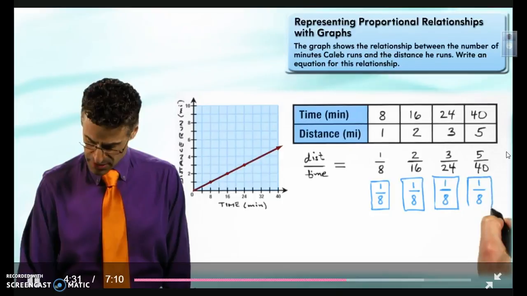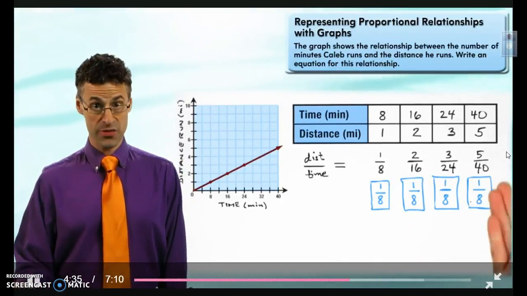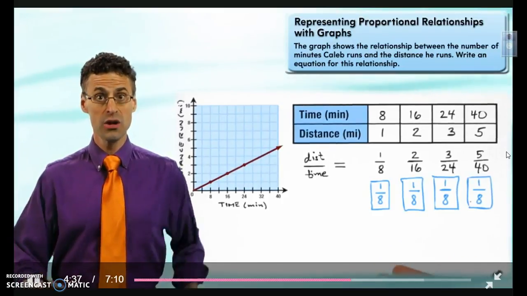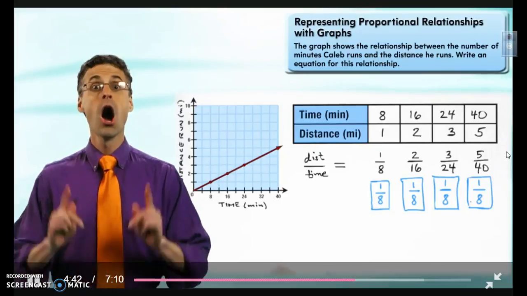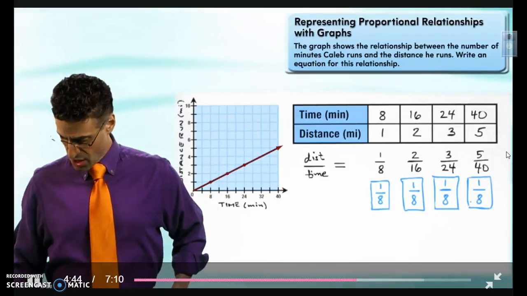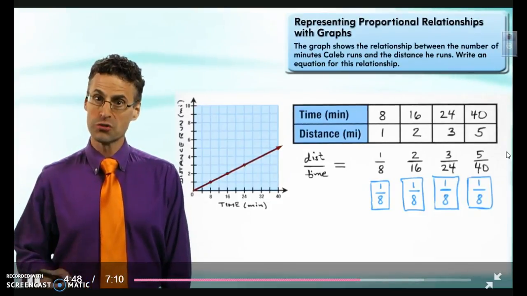Well, you can't help but notice that in each one of these, the ratios produce 1/8. So we see a constant ratio, which means that this relationship is a proportional relationship. Awesome, because we know exactly how to write the equation for proportional relationships.